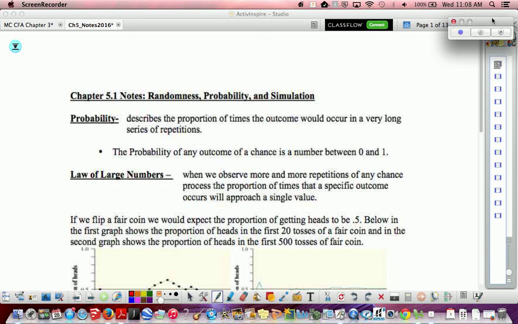So, we first start off with the definition of probability, and when we talk about probability, we're talking about a proportion. Basically, a proportion of the times that a certain outcome occurs, as it says here, in a series of a very long set of repetitions. Right? So it's like flipping a coin thousands upon thousands of times. If it's a fair coin, what's the probability of it being a heads?